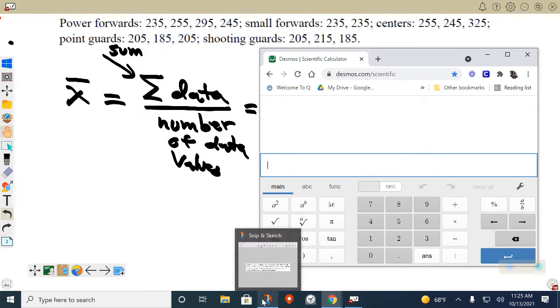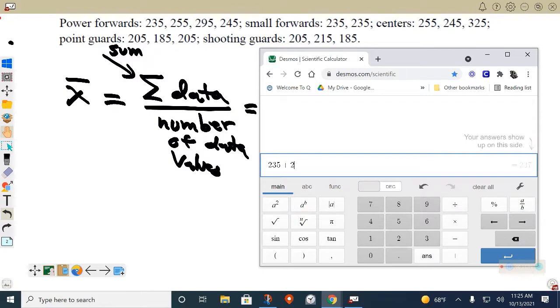See, 235. 235 pounds is one of the power forwards. 255 plus 295 plus 245 plus 235. I'm just doing the work for us. Just sit back and relax. Plus another 235, 255. I'm now on the centers, the biggest players of the team. They're always the tallest, the centers. That's like the Shaquille O'Neals and stuff. 325, 205.